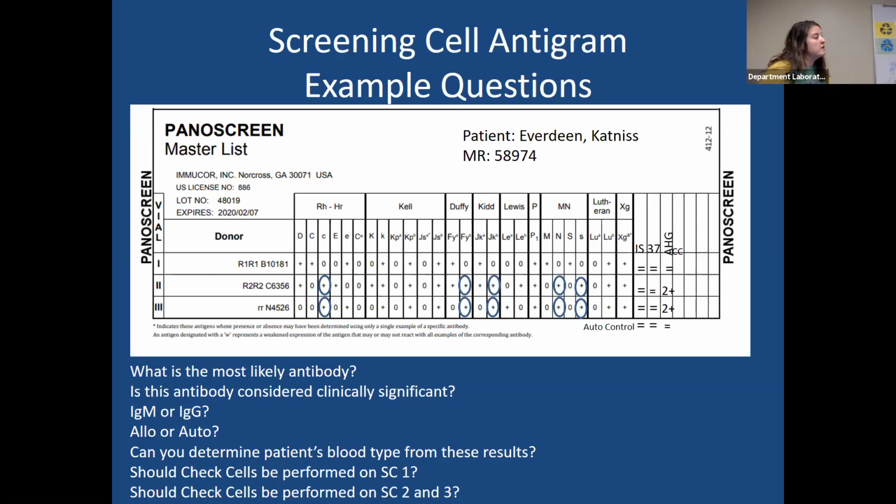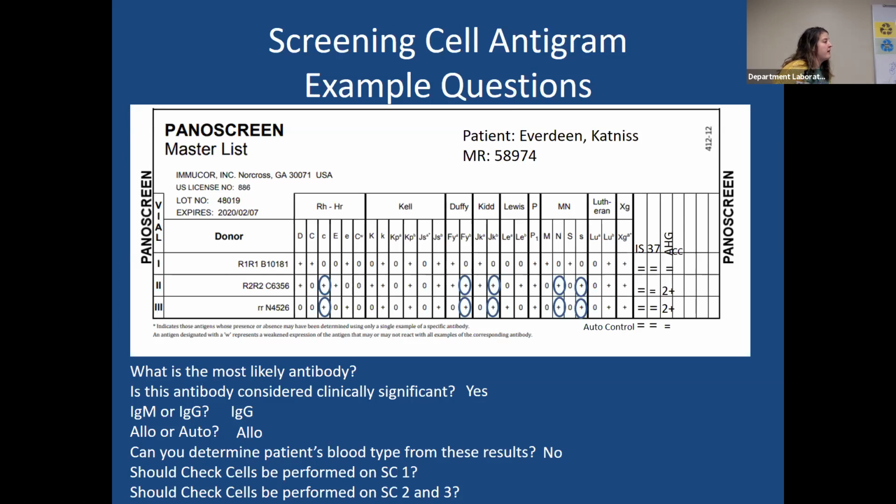All right, would you consider this antibody clinically significant? Yes. Is this antibody IgM or IgG? IgG. Allo or auto? So allo. Can you determine your patient's blood type based on this information? No.